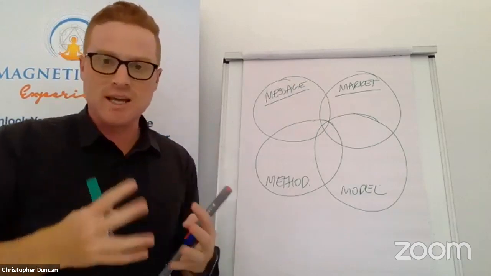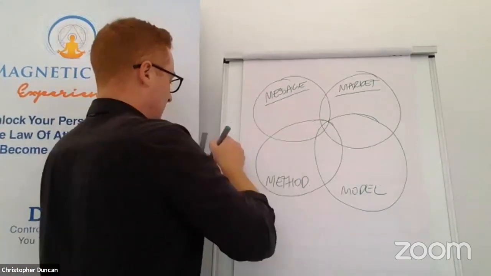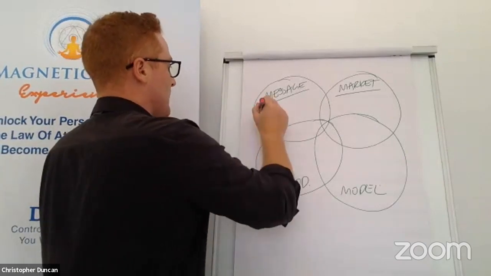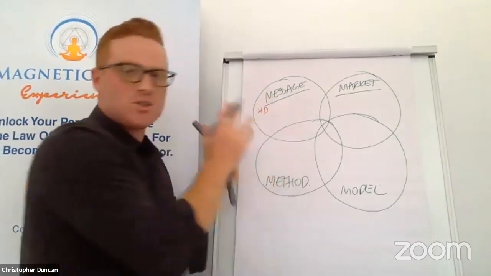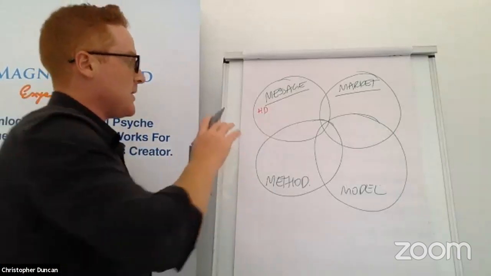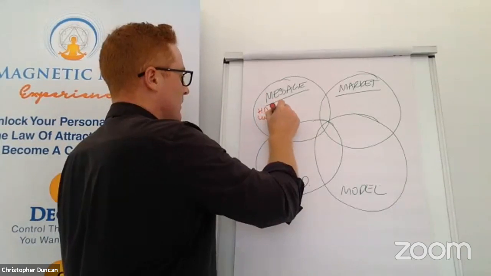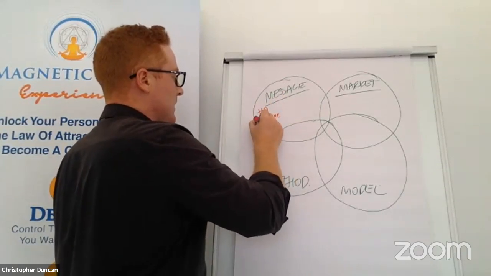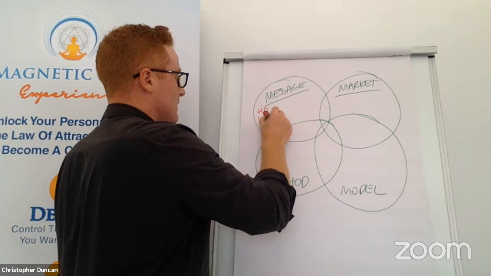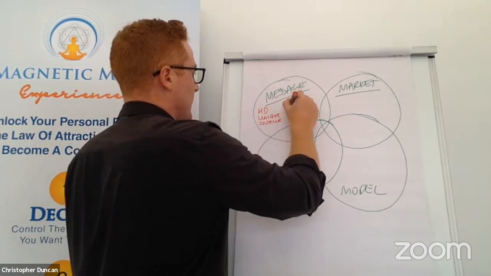The message you have must be high desire. I want you to draw this out, put this down on a piece of paper. It must be high desire. It must be unique. It must be intriguing. And it must explain away past failures.